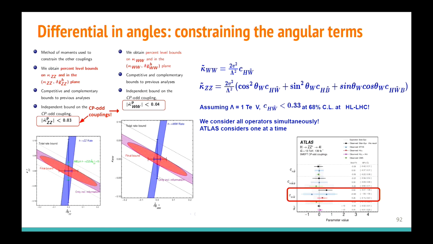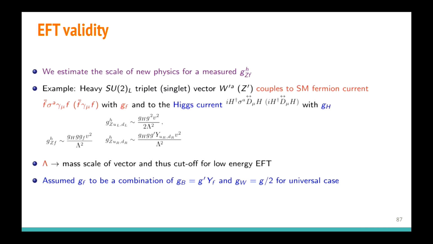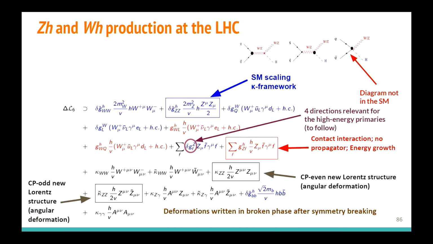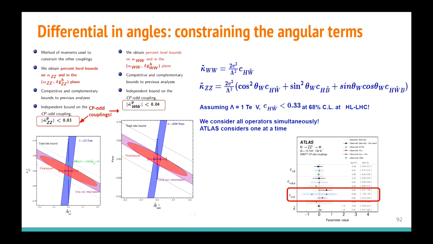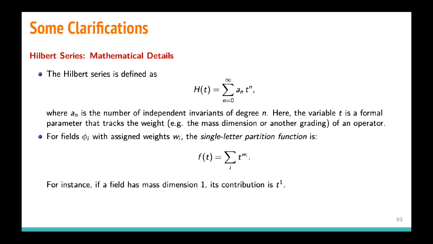And I talked about something which grows with energy, and we are also able to constrain some angular deviation. So whenever there is a new Lorentz structure like this, we will get new angular deviations different from the standard model, and we will also be able to constrain these very precisely.